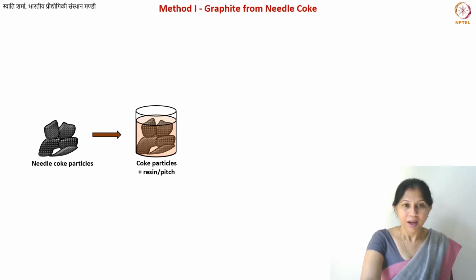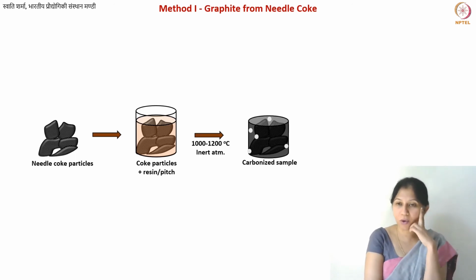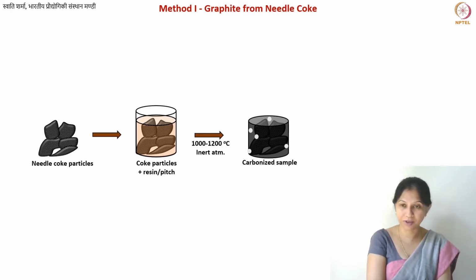Okay. Now, what do we do with, let's say, coke or pitch? Pitch is a little bit viscous, so we are rather going to use it for making fibers. I'll cover the fiber fabrication in the carbon fiber section, so that then we'll talk about the mesophase pitch and so on. Now let's talk about needle coke particles and how we make something out of them.